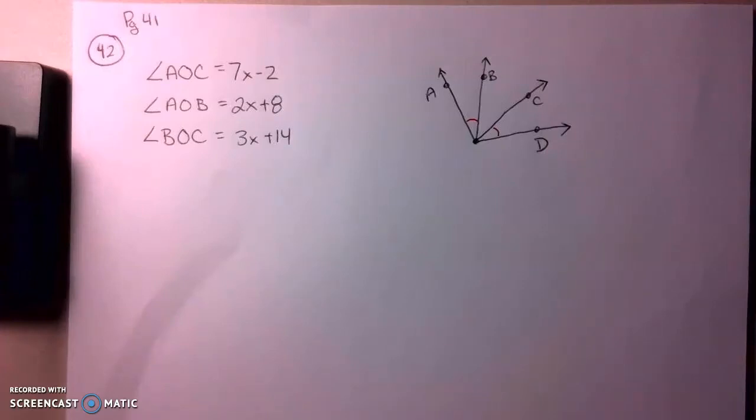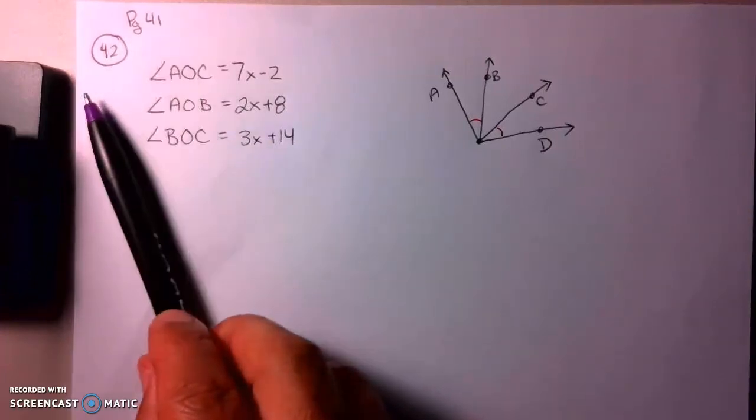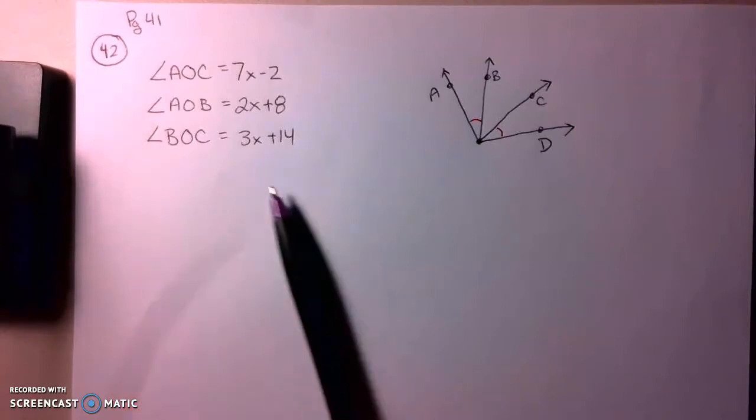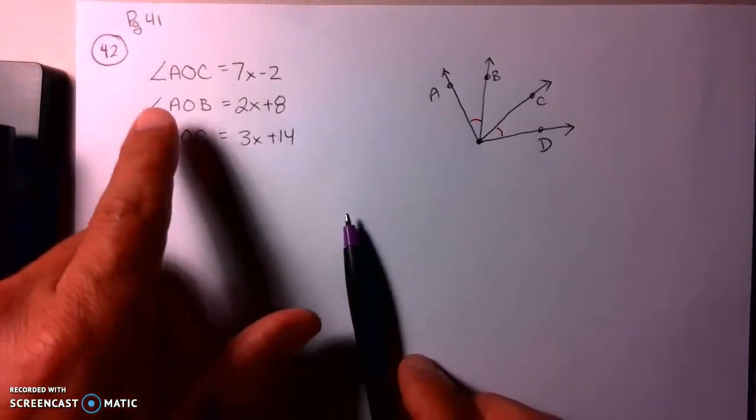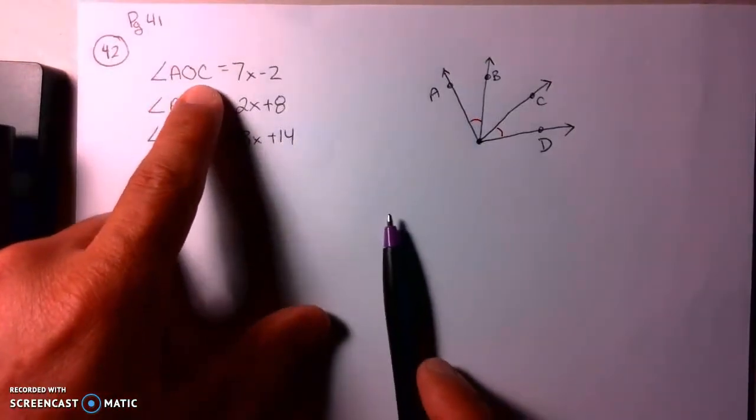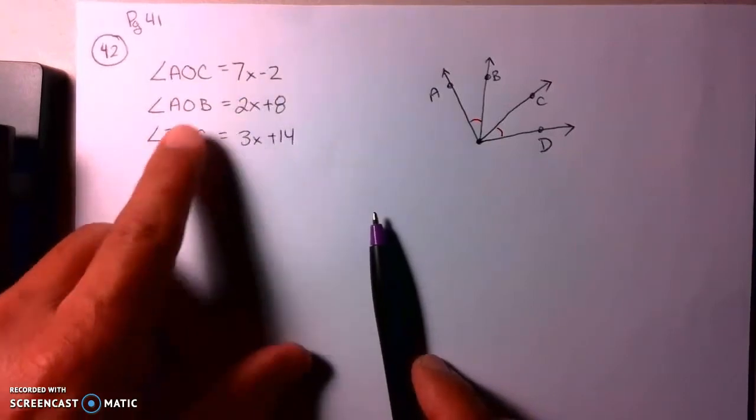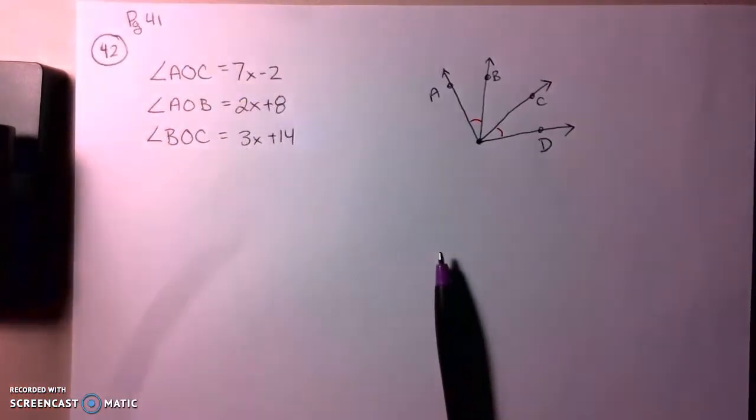Okay, let's look at a few problems here. I'm going to start on page 41, number 42. I just copied it from the book here. They give you some information. Angle AOC is blah, blah, blah. AOB is blah, blah, blah. BOC is blah, blah, blah. You need to solve for x and then find each angle.